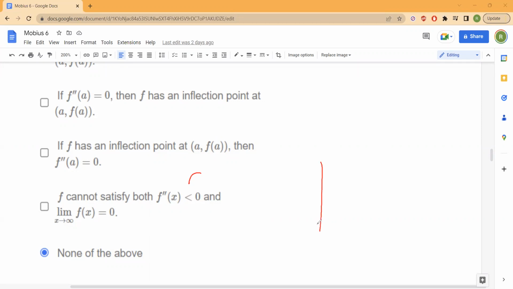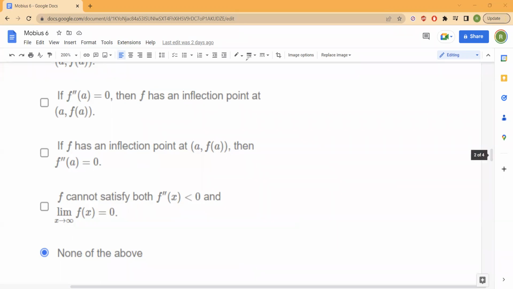But this is true because, for instance, if you have a function like this, and as you see, as x approaches infinity, you're approaching 0, but you are concave downwards. So in our actual function, as x approaches infinity, f of x approaches 0, and we are concave downwards. So that's why that one isn't true.